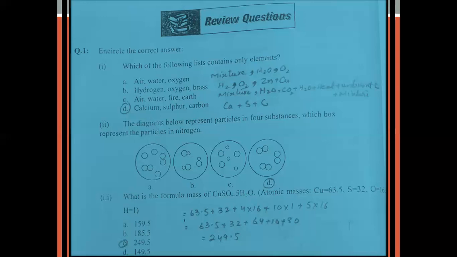But if the molecule is made up of different atoms, like water, H2O, two hydrogen and one oxygen, they are not made up of the same atom. So this is a compound. A mixture is totally different, and oxygen is an element. They ask in which of the following lists, A, B, C, D, there are four lists, and you need to find out that all the given substances are elements. So air is a mixture, water is a compound, only oxygen is an element.